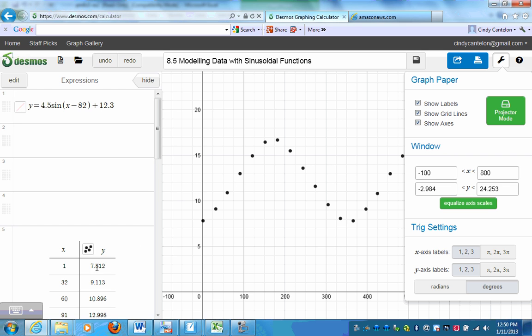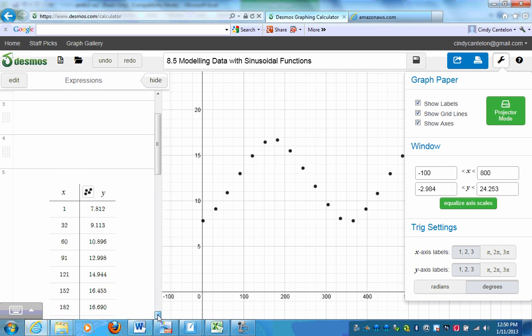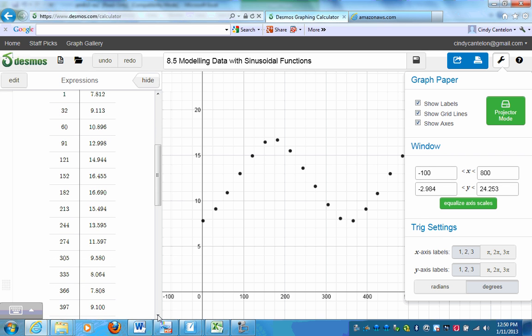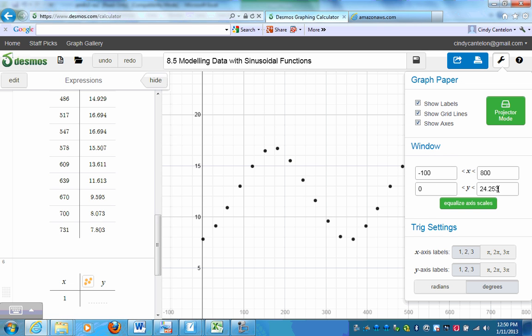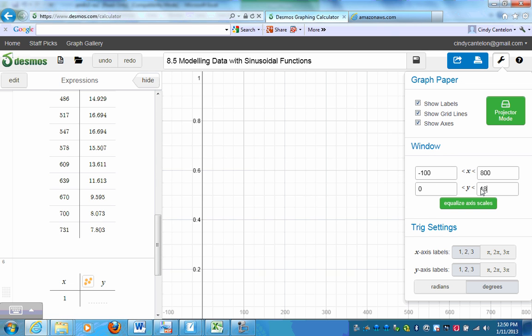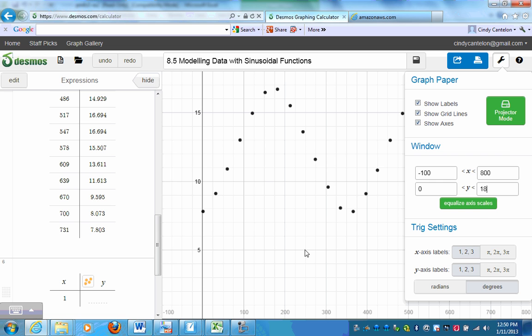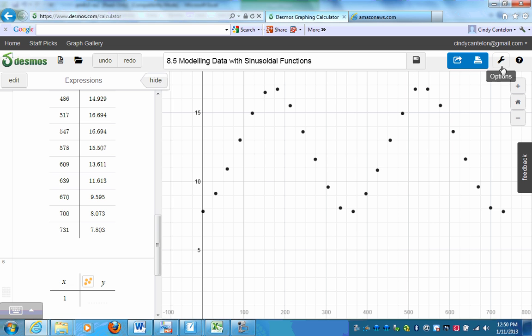My y values, you'll see, have a maximum of only a little over 16, and it never goes quite below 7. So negative 2 to 24 is a little bigger than it needs to be. I could have 0 to 18 probably. Sometimes you'll put in all your data and you won't see anything until you've changed those menus, those windows.